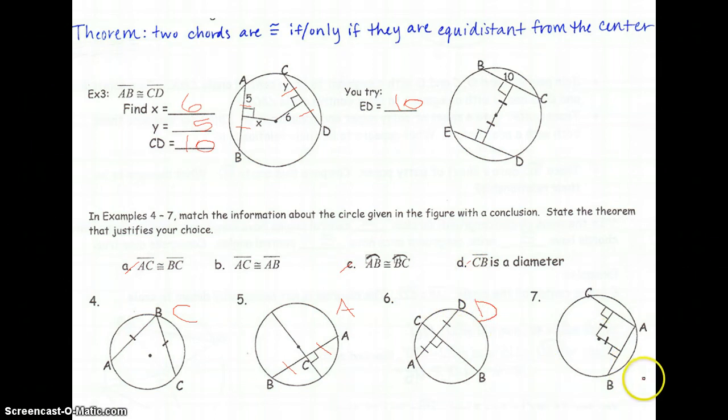And for my last one, I see that I have some segments marked congruent here, which are equidistant from the center, in which case that would mean AC is congruent to AB. So this is answer choice B here.